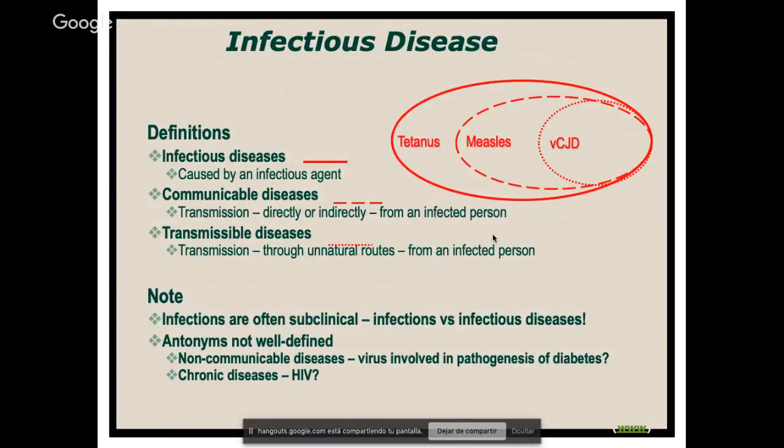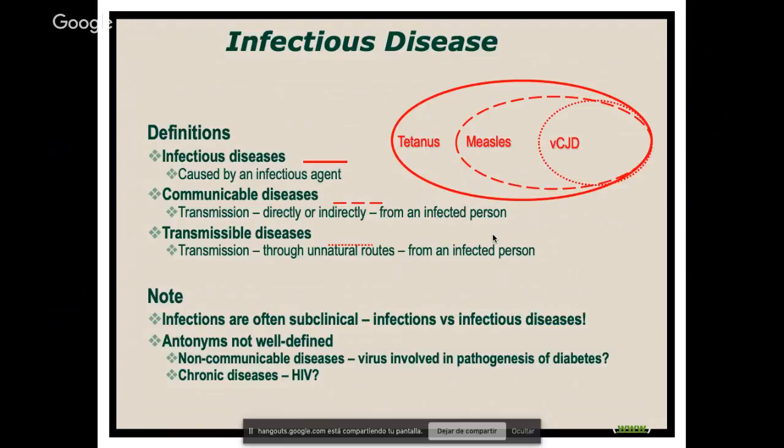And what is an infectious disease? An infectious disease is caused by an infectious agent. It's also called communicable disease. We have the transmission, directly or not, from an infected person. And also we have the transmissible diseases, where the transmission goes through unnatural routes, for example, from an infected person.